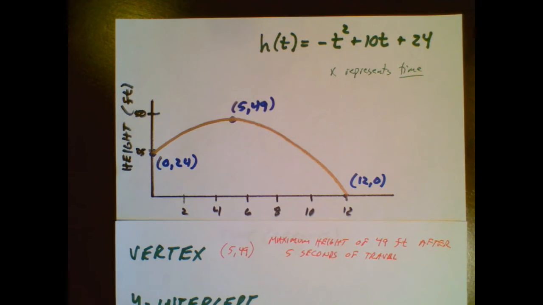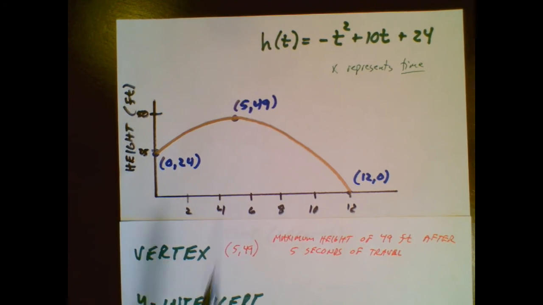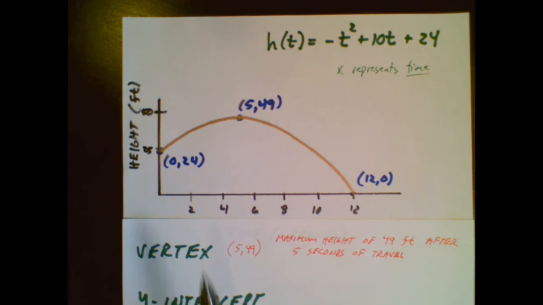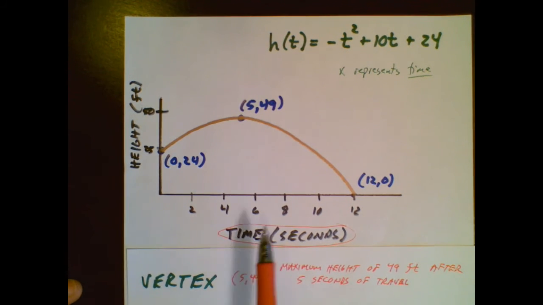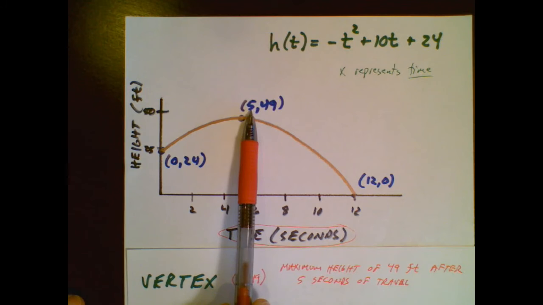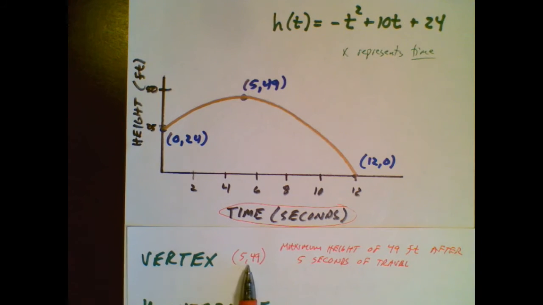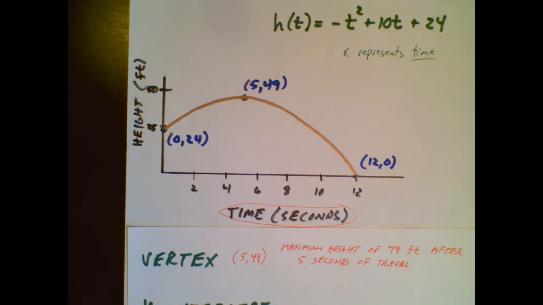So just like before, we can review all parts of the anatomy. For example, here's my vertex. And since the x-axis represents time, that 5 represents 5 seconds, that 49 represents 49 feet. So I can say my vertex represents the maximum height of 49 feet after 5 seconds of travel.